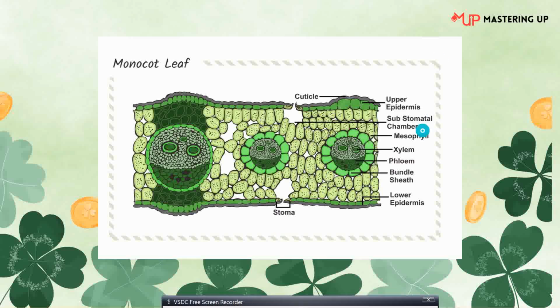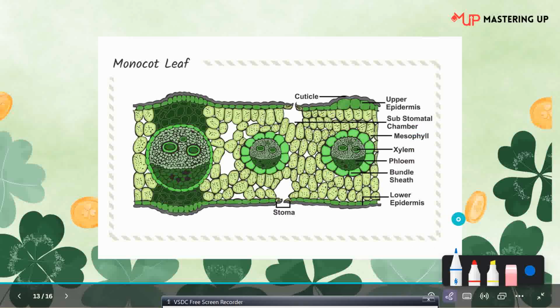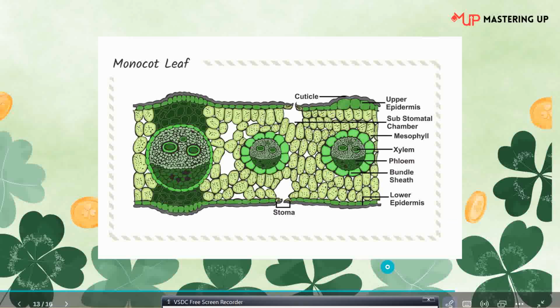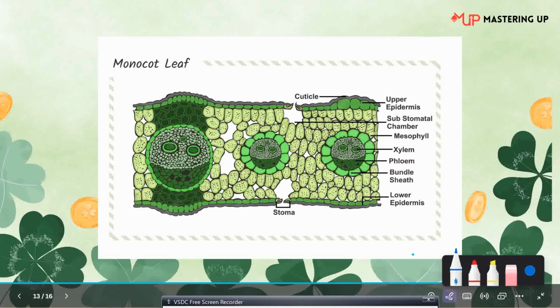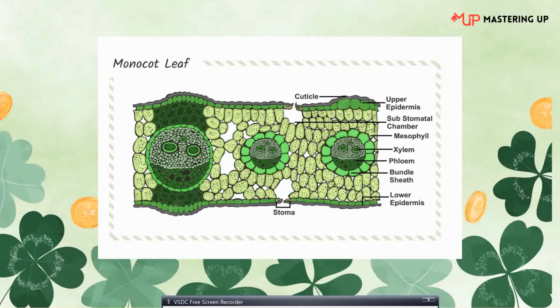Okay, guys, I just had a small correction here. The upper epidermis is called the adaxial epidermis, and the lower epidermis is called the abaxial epidermis. So this monocot leaf has a similar structure on both upper and lower sides. You know that this is the structure of a monocot leaf.